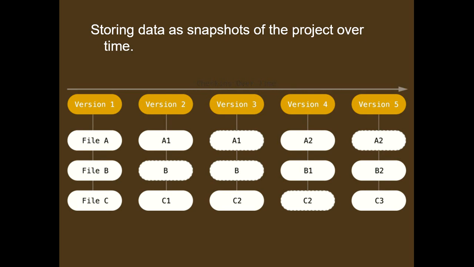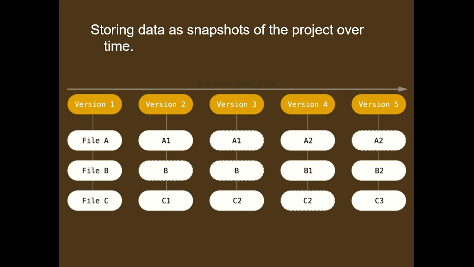Initially, you can see we have three files, file A, file B, and file C. In version 2, we changed A to A1 and C to C1. File B remains unchanged, so we are using the same contents in version 2. This allows us to save space. In version 3, we have A1, B, and C2. So only one file has changed. This allows us to reuse two components, A1 and B, from the previous version.